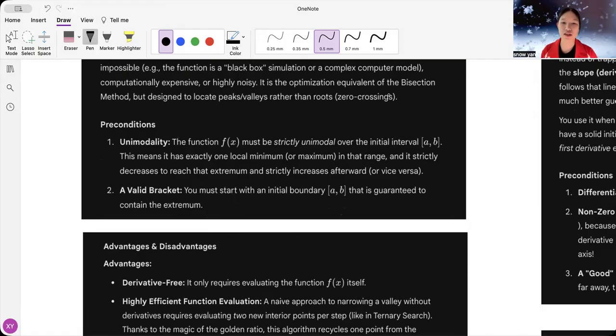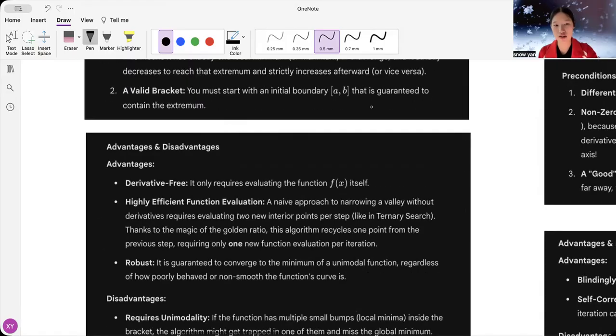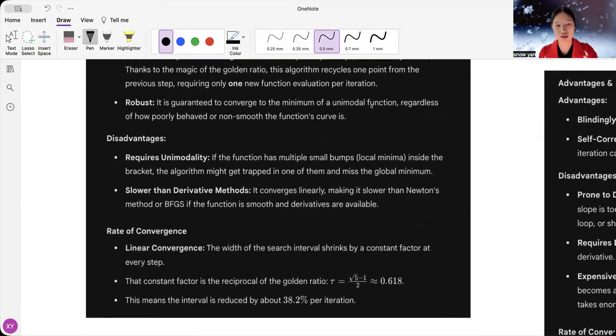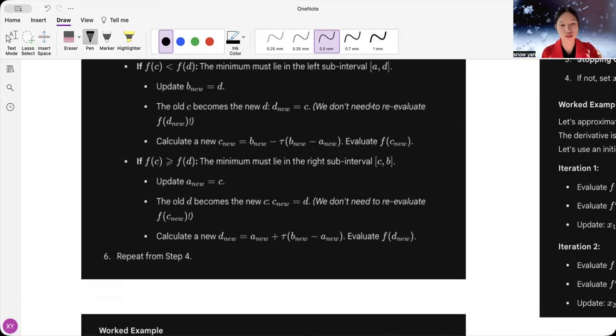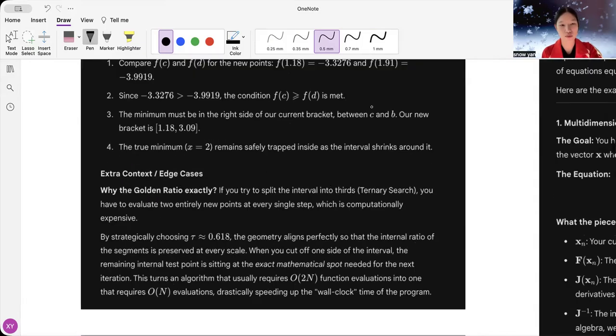Some of the preconditions that have to be true are that f of x has to be strictly unimodal over the interval. That means there must be only one local min or max in that range, and it has to strictly decrease or increase to reach that. And you have to have a valid bracket. It's relatively efficient, with 0.618 linear convergence, so it's pretty nice. So these are the explicit rules and worked examples.